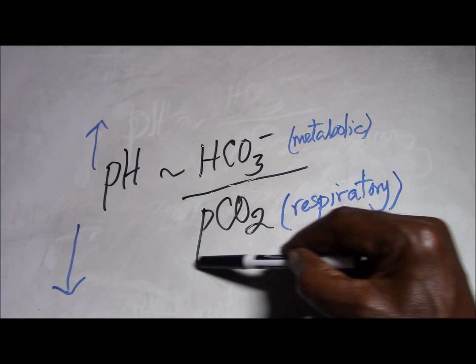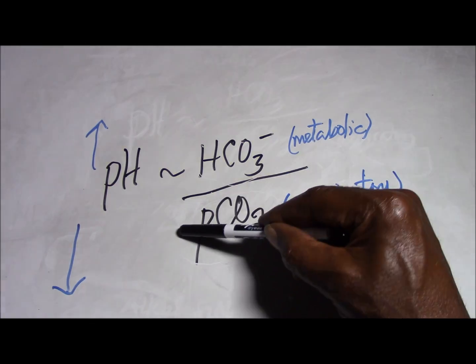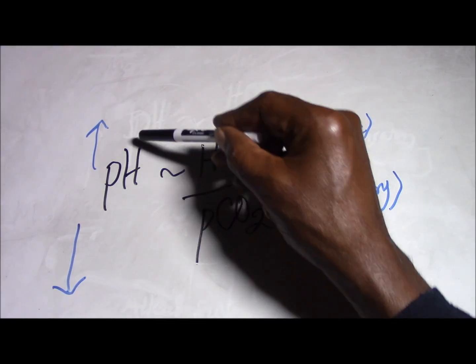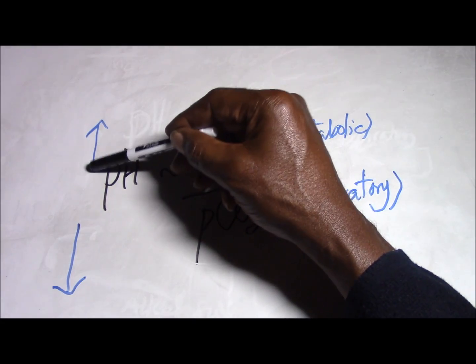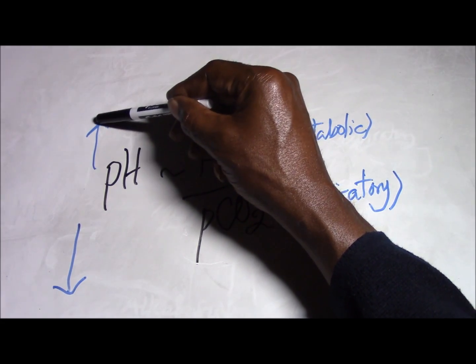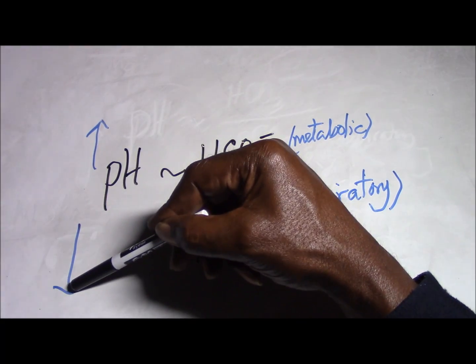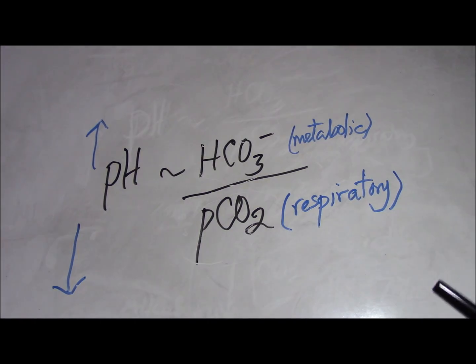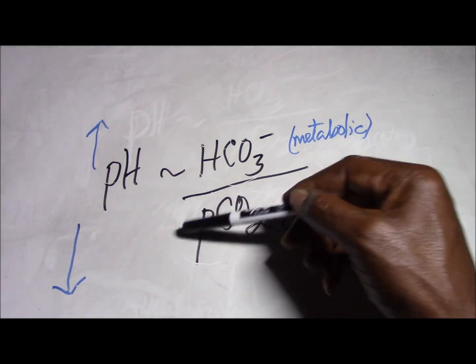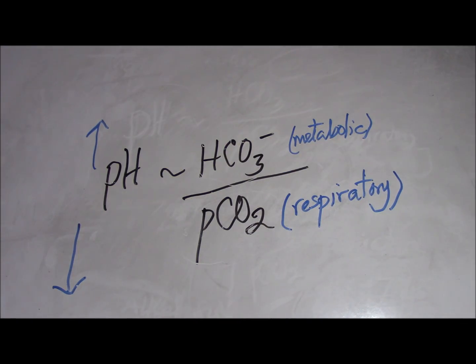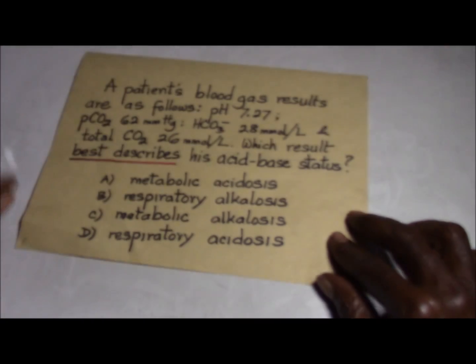What is going on here? Is this increasing or decreasing? And what amounts to acidosis or alkalosis will depend on whether this is rising or decreasing. And that means you ought to memorize the three ranges for each of these. Okay? Now let's see how we can use this, or how we can approach a question in an exam.